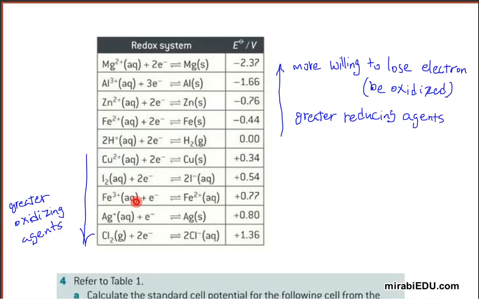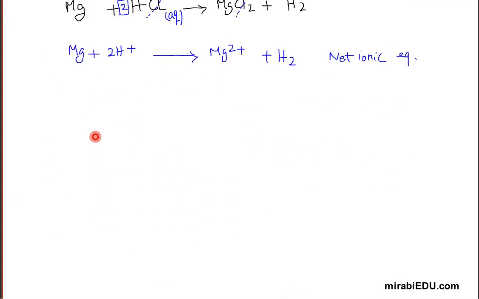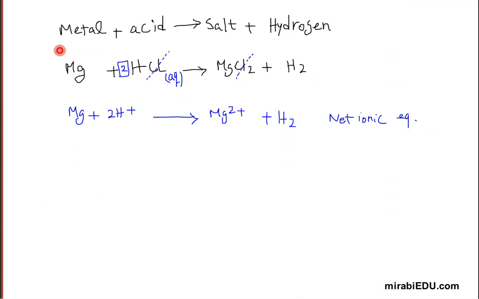Let's go back to the table. Here, magnesium and hydrogen. If we compare these two, we say that magnesium in the presence of H+ can be oxidized. Yes. But copper in the presence of H+ cannot be oxidized. So this equation is not generally true for all metals.